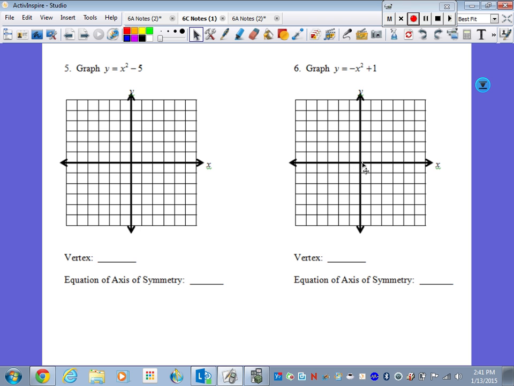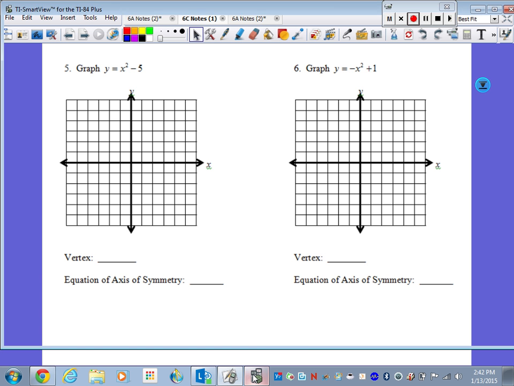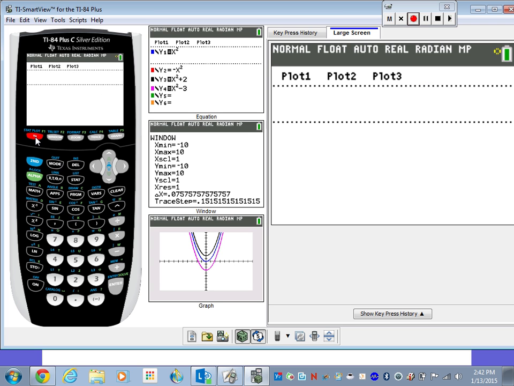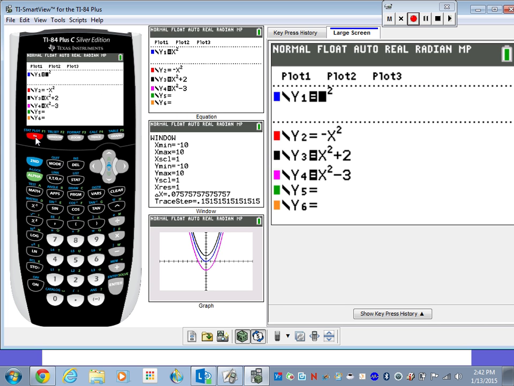So if you were doing this by hand, you just take your parent function and you flip it over, and then you shift that up once you flip it over. Here, you take your parent function and you're going to shift it down 5. So everything shifts down. So let me show you on the graphing calculator because, again, I just think it looks really cool because you can see all the colors and it really does make a difference.